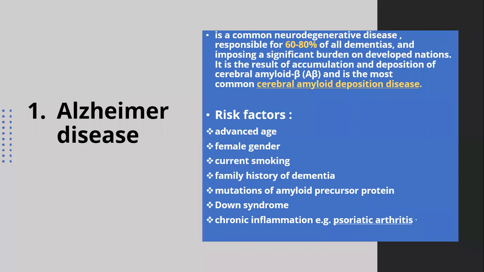Alzheimer's disease is a common neurodegenerative disease responsible for 60 to 80% of all dementias and imposing a significant burden on developed nations. It is the result of accumulation and deposition of cerebral amyloid beta and is the most common cerebral amyloid deposition disease. Risk factors include advanced age, female gender, current smoking, family history of dementia, mutation of amyloid precursor protein, Down syndrome, chronic inflammation like psoriatic arthritis.